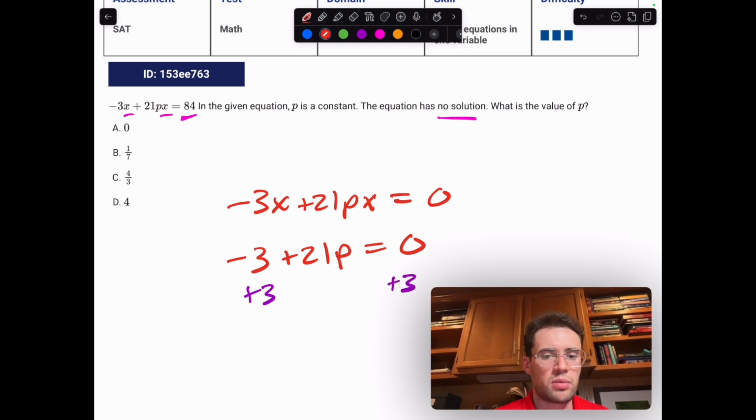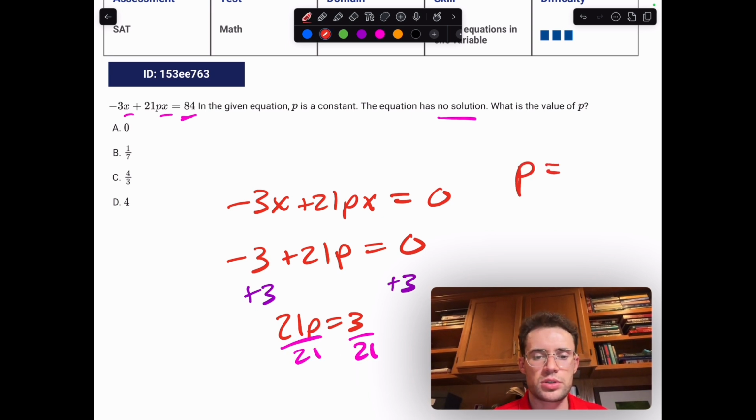You get that 21p is equal to 3. And then you just find p by dividing both sides by 21. And that would be p equals 3 over 21, which 21 has 3 in it as a factor. So just divide both of these by 3. That gives you 1/7. Right?